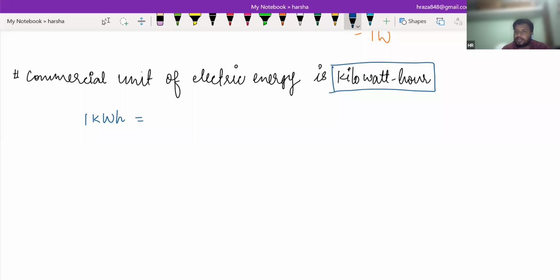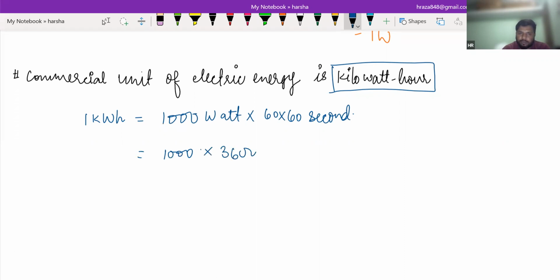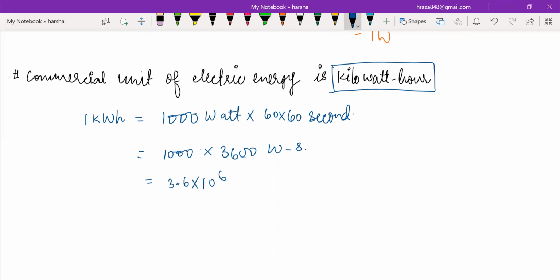That means you know that 1 kilowatt is equal to 1000 watt, and for hour it will be 60 into 60 seconds. So I'm going to multiply this 1000 watt into 60 into 60. That will be equal to 3600 watt second. And we can also write 1000 into 3600, so it is 3.6 into 10 raised to the power 6 watt second. Yes or no?